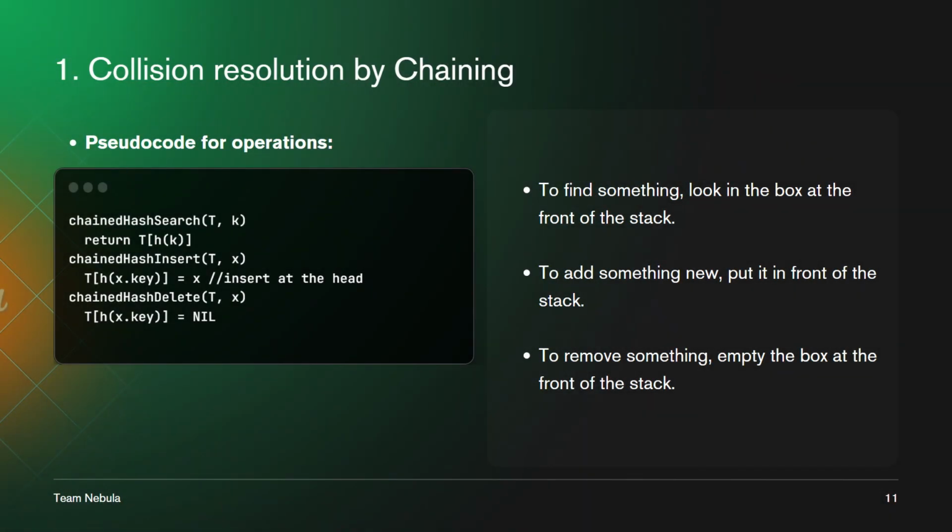Here is the secret code we can use to do this. When we want to find something, we just look in the box at the front of the stack. If we want to add something new, we just put it in the front of the stack. If we want to remove something, we just empty the box at the front of the stack. This chaining technique makes sure that our items always find a comfy home, even if they have to share a space sometimes.